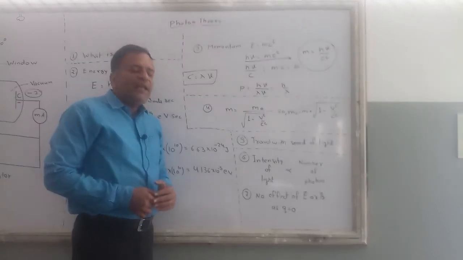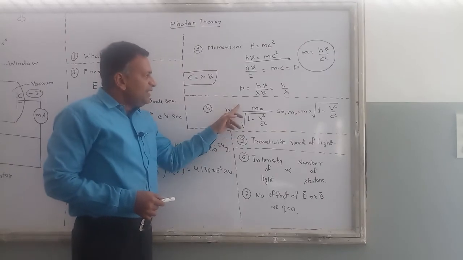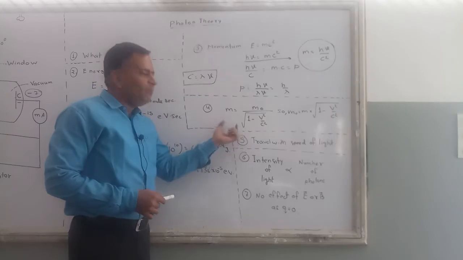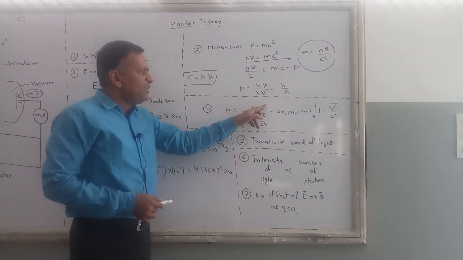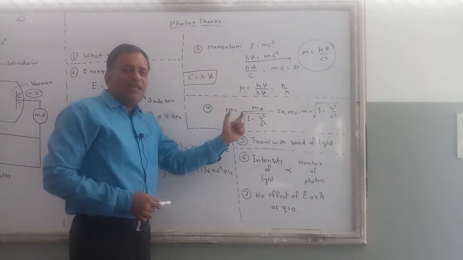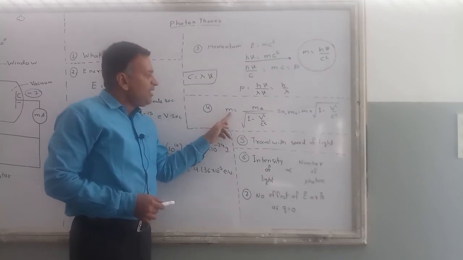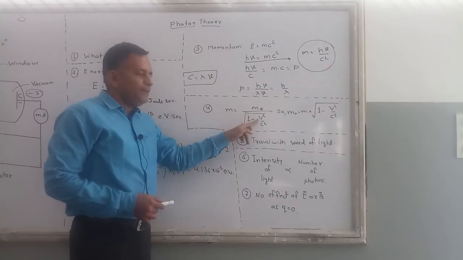We use a quantum mechanical equation: m is equal to m0 over square root of 1 minus v square by c square. Let me explain this formula a little. What is m0? Mass of the object when it is at rest. What is m? Mass of the object when it is moving with velocity v.